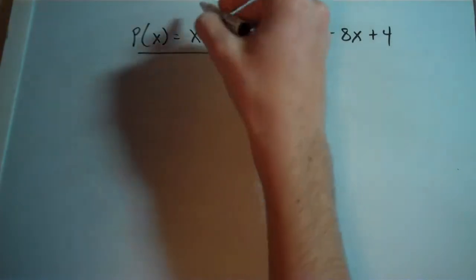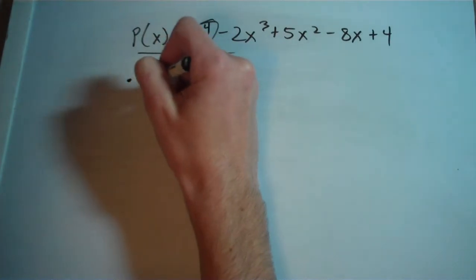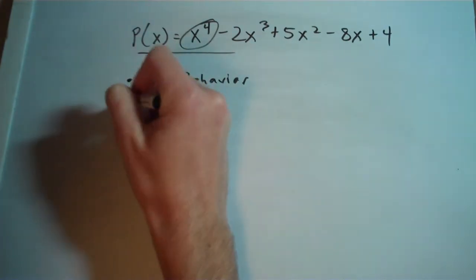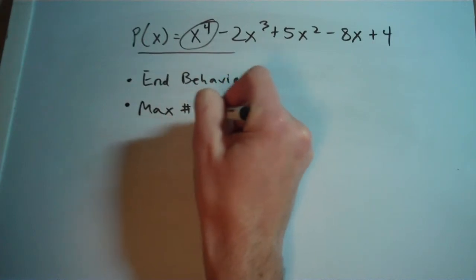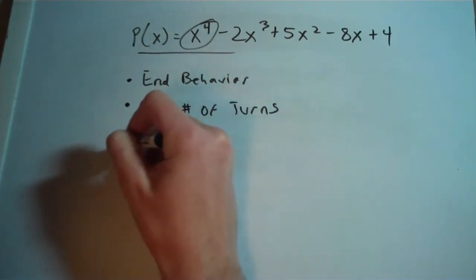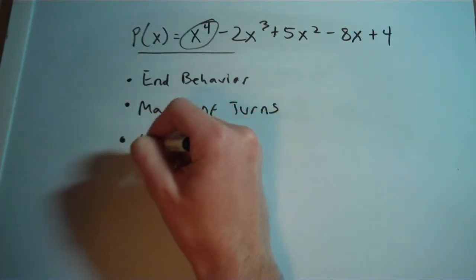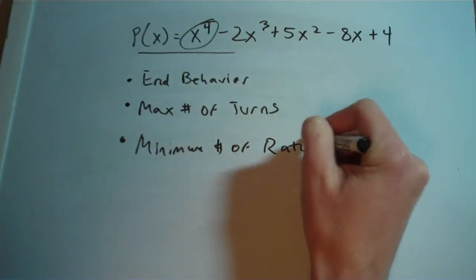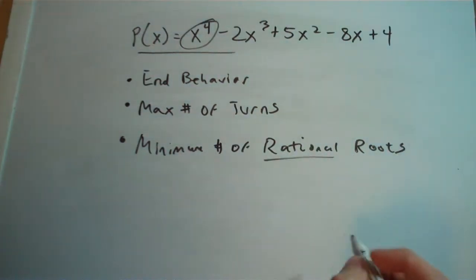Just looking at this leading coefficient, we can figure out a few different things. The first thing we can learn about is the end behavior. Second thing is the max number of turns. And the third is the minimum number of rational roots. Rational roots. Not complex, not imaginary, rational roots.